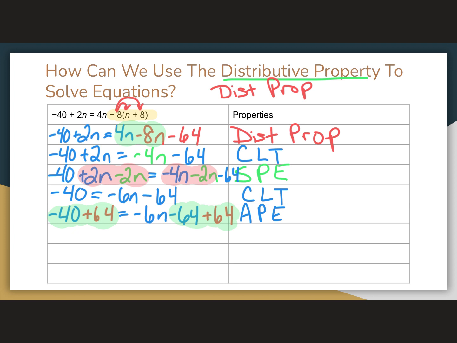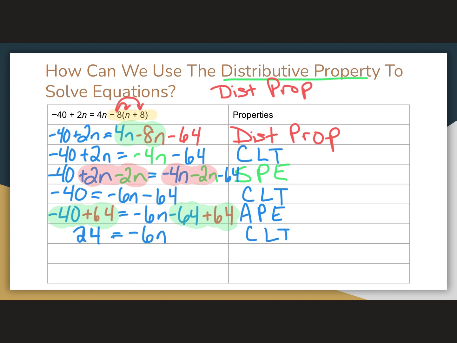So now my problem looks like negative 40 and 64 gives me 14. No, I'm sorry, gives me 24 equals negative 6n. Again, that's just combining like terms. Well, now I have all of my variables on one side. I have all of my constants on the other.